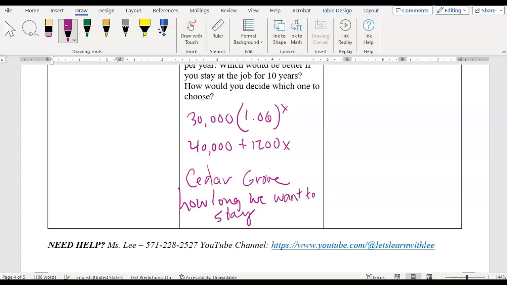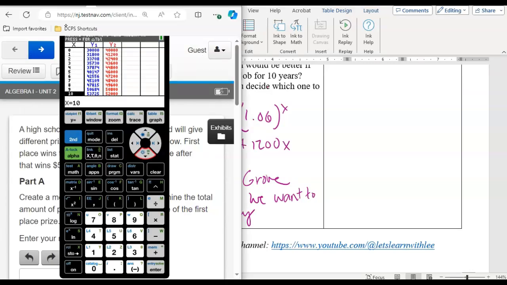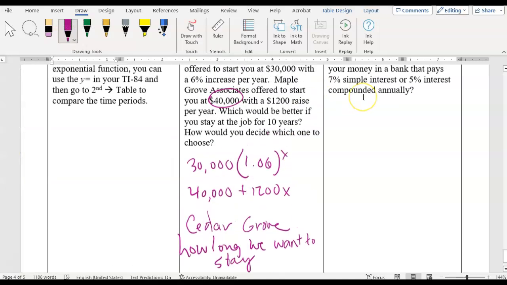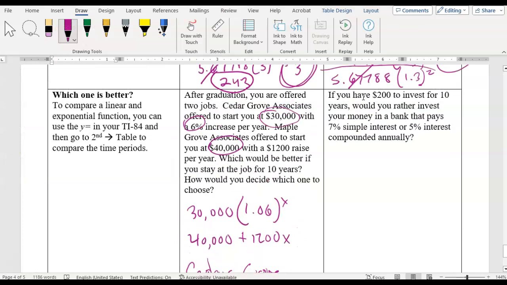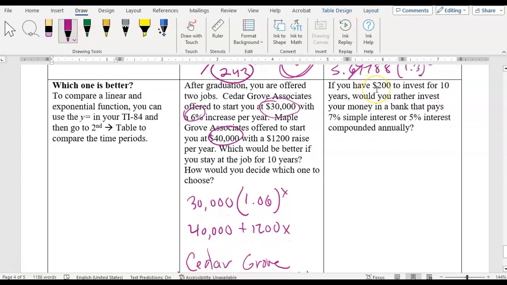Right? Because after 10 years, watch what happens. Look how much more. Here now we're making almost $1,000 more. And as we go up, by my 20th year, I'm now making almost $30,000 more, right? At this point, actually, that's $32,000 more, right? And so by the time I'm in my 20th year, I'm making significantly more money. So if you're going to stay for a really long time, it might make more sense to choose that one. If you're only going to stay for a couple of years and then switch companies, it might make sense to go with the Maple Grove.